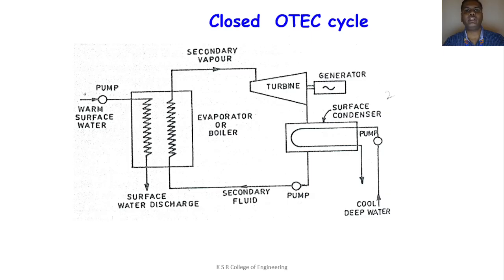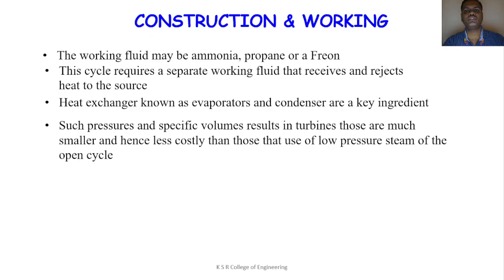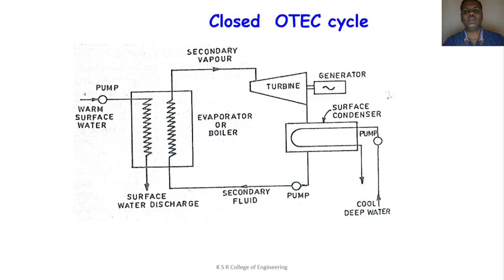In this evaporator normally we are using ammonia, propane or furan. We are using this as the working fluid. These cycles require a separate working fluid that receives and rejects heat to the sources. Heat exchangers known as the evaporator and condenser are the main key components. Now we are going to see the working operation of the closed cycle ocean thermal energy conversion system.